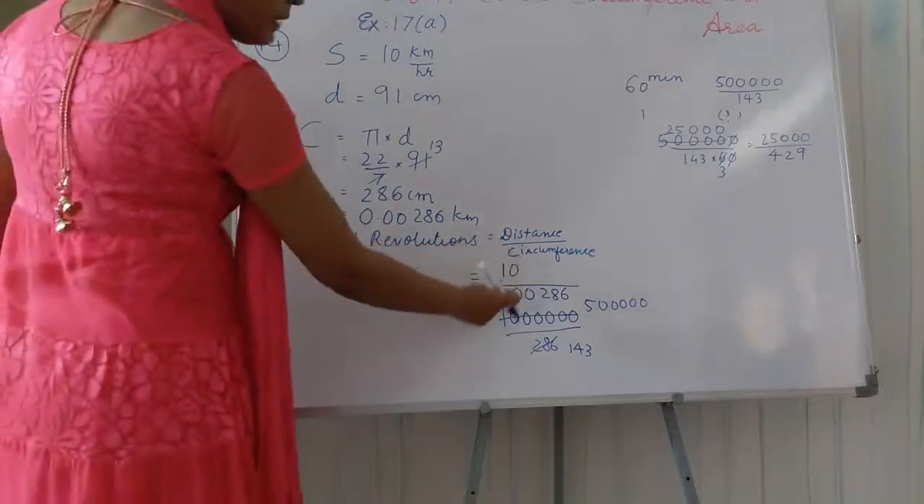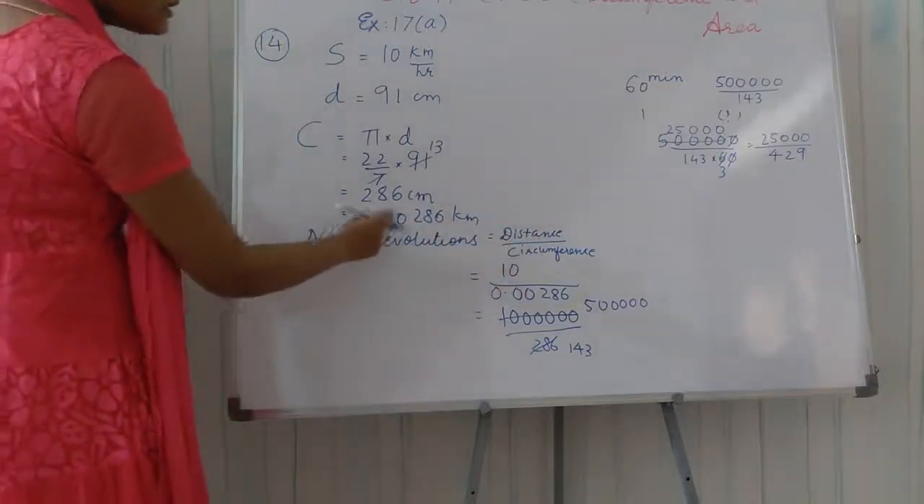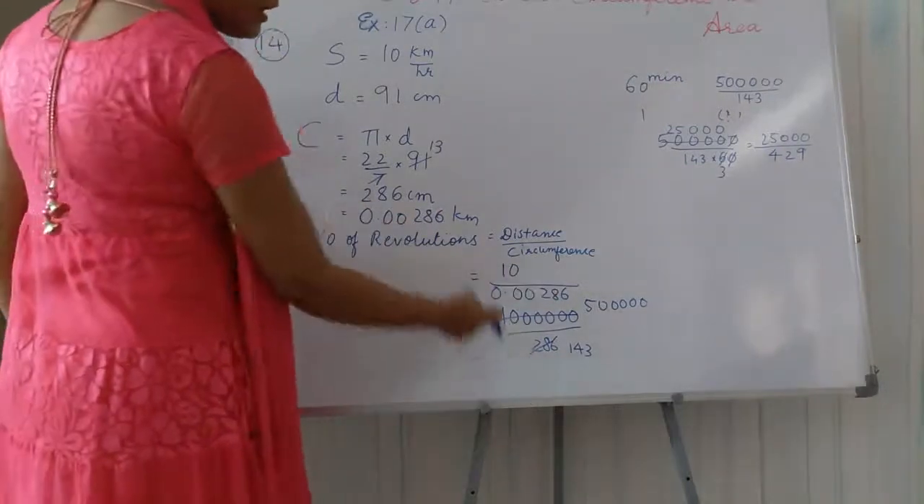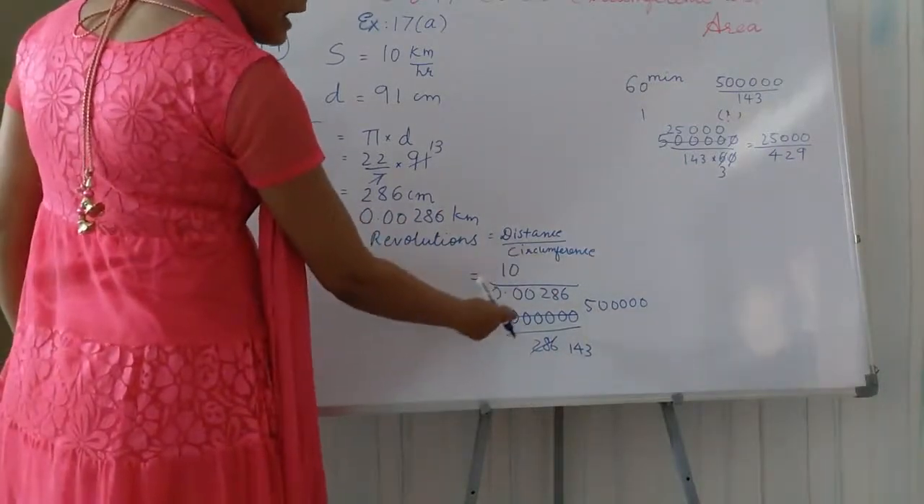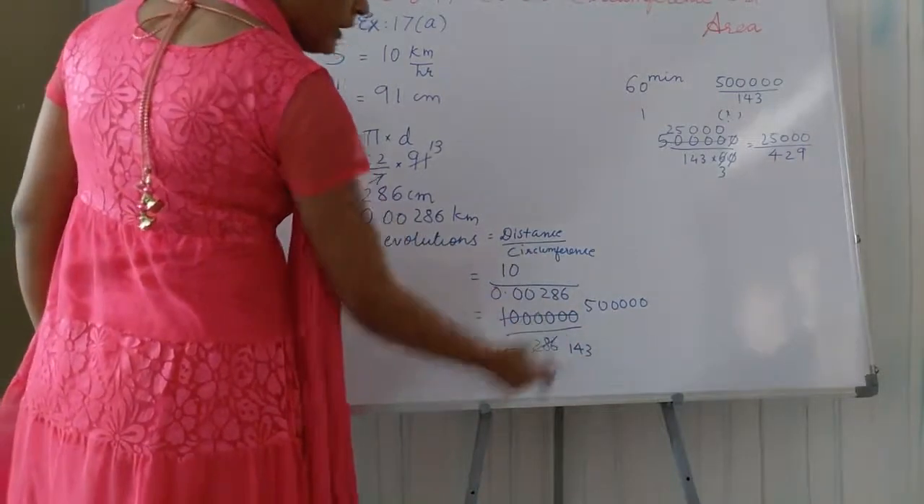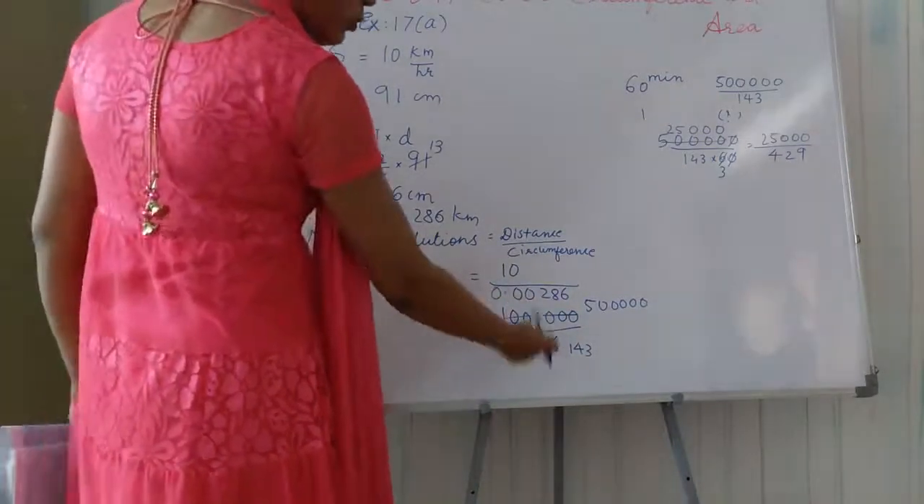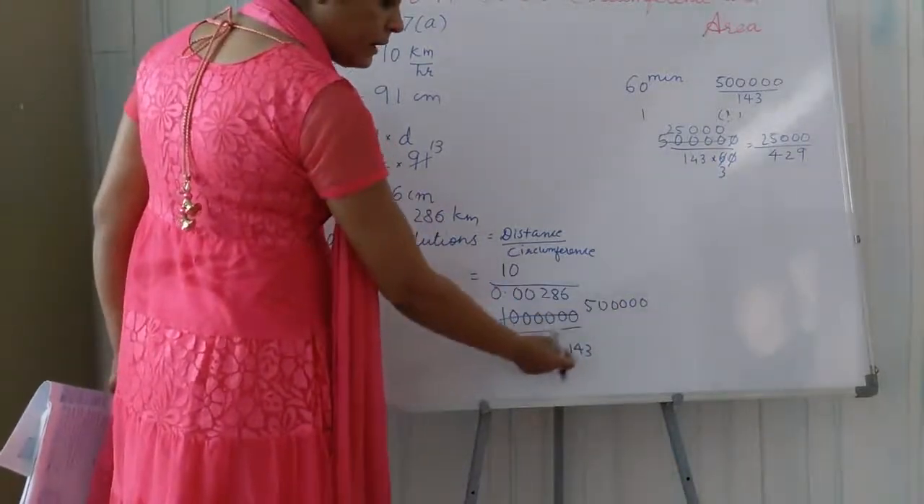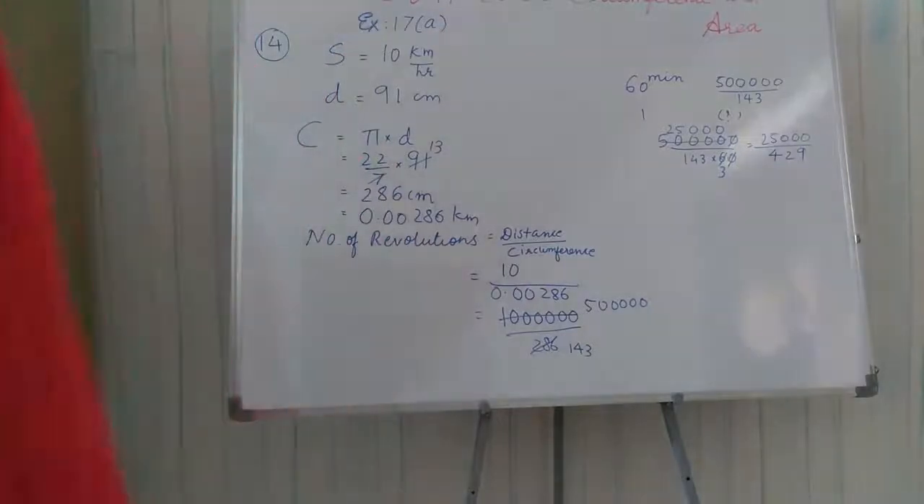So 10 divided by the circumference. Circumference also in kilometer, 0.00286. Now converting it into a fraction, I get here, that is 10 lakh divided by 286. Cut it by 2, both sides upside down. Upside I get 5 lakh and in the denominator 143.